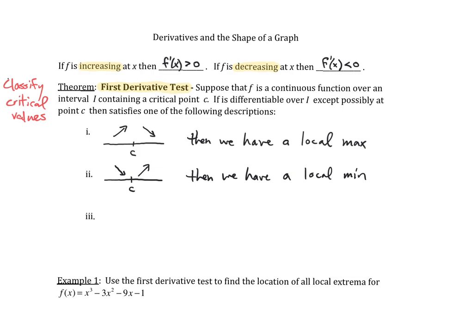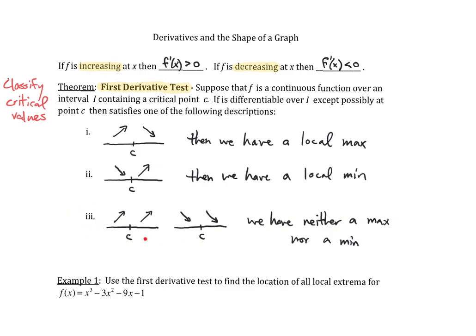We have a third case as well. So I'm going to draw two pictures for this third case. My first picture looks like this. Here's c, and then say it's increasing, it hits c, and then it continues to increase. And the second picture looks like this. Here's c. Let's say it decreases, it hits c, and then it continues to decrease. In either of these situations, we have neither a max nor a min. In other words, this third situation says there is no extrema.